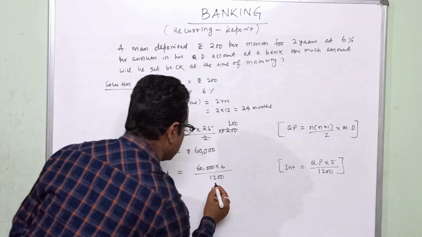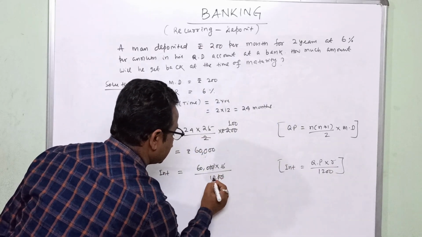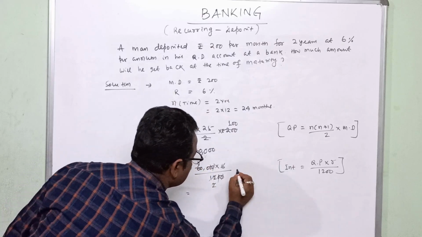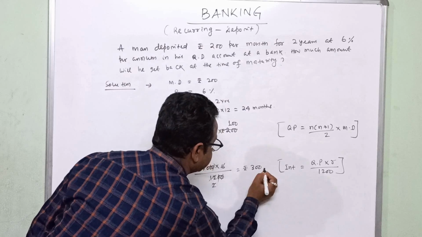Interest. So now 0, 0, 0, 0 cancel. Here is 2, 2, here cutting 3. So that is equal to rupees 300.